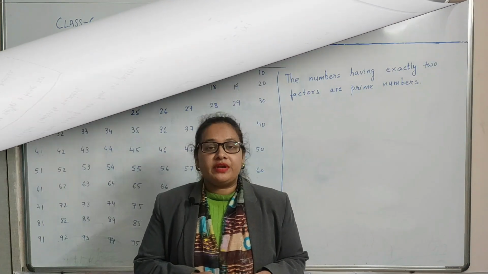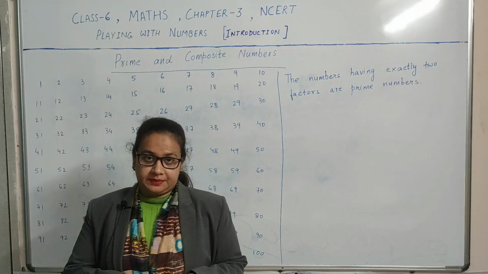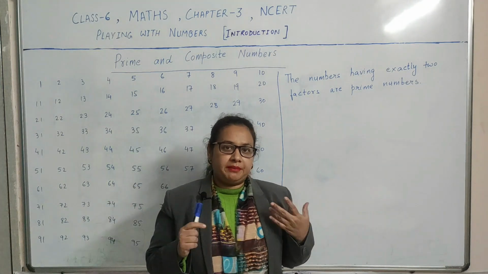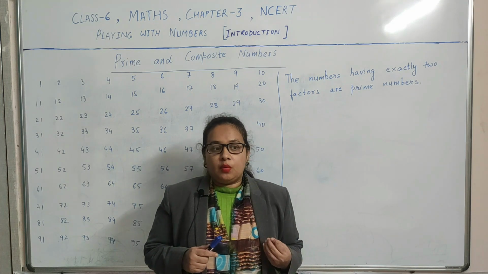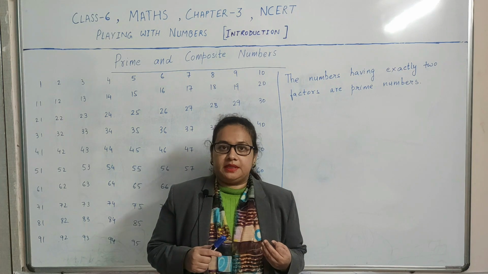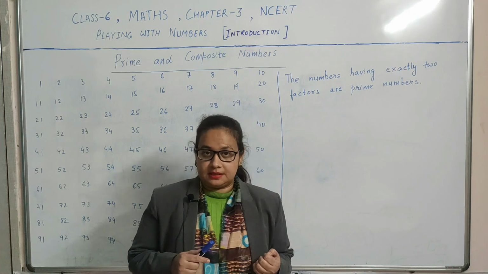1 is neither a prime. Just now we have learned prime and composite numbers. If I give you some numbers and ask you to find the prime numbers among them, what will you do? You will find the numbers which have exactly 2 factors, right?